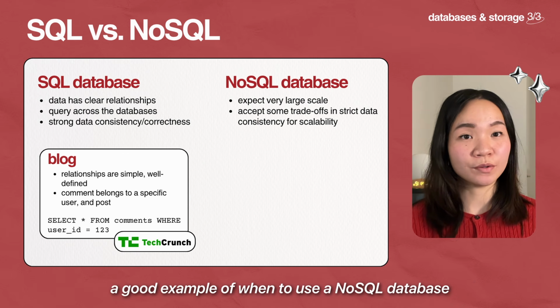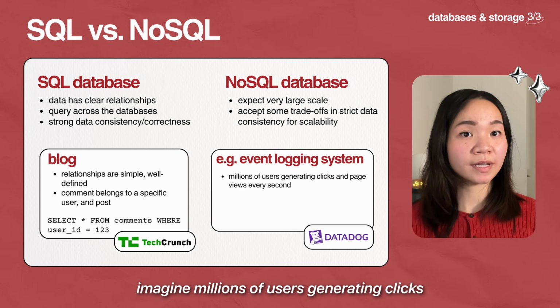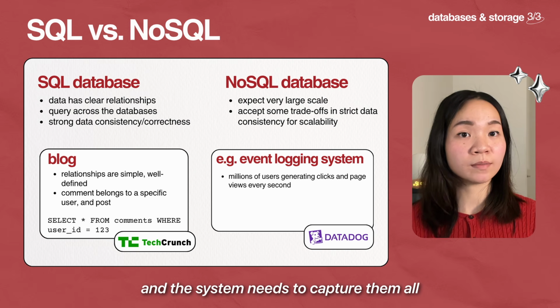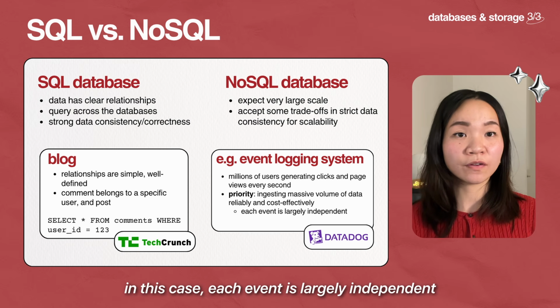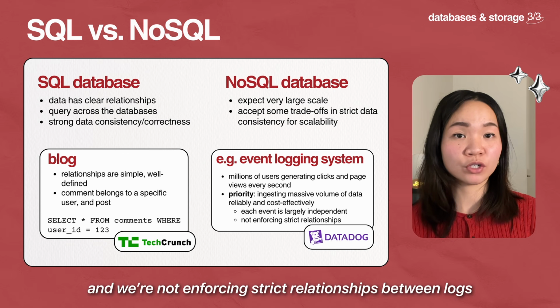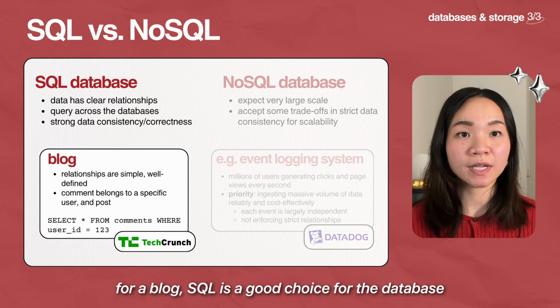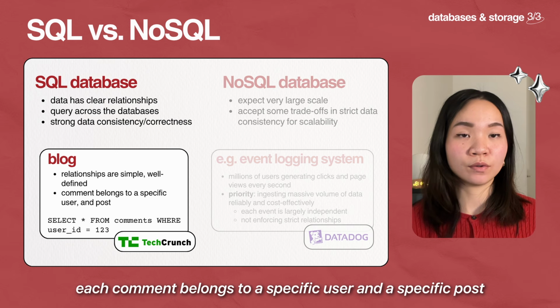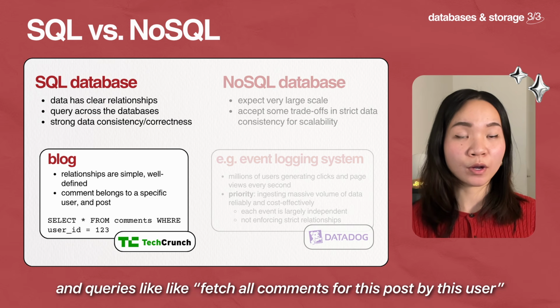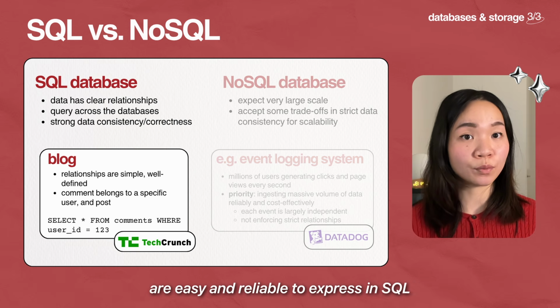A good example of when to use a NoSQL database is an event logging system. Imagine millions of users generating clicks and page views every second, and the system needs to capture them all. The priority is ingesting a massive volume of data reliably and cost-effectively. In this case, each event is largely independent, and we're not enforcing strict relationships between logs. For a blog, SQL is a good choice for the database because the relationships are simple and well-defined between them. Each comment belongs to a specific user and a specific post, and queries like fetch all comments for this post by this user are easy and reliable to express in SQL.